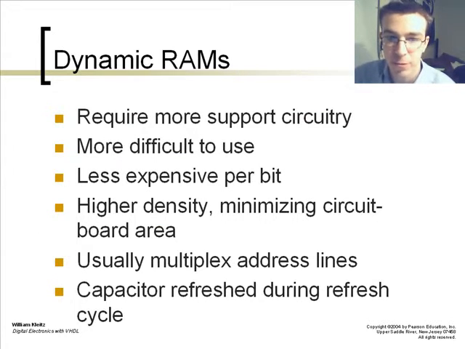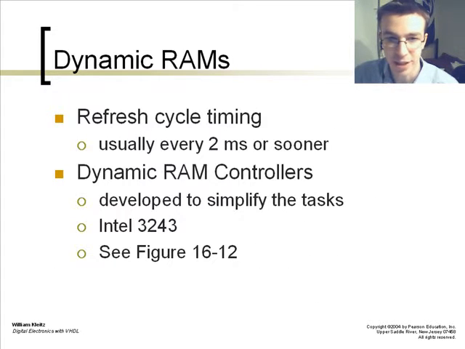Dynamic RAMs require more circuit support. They're more difficult to use, are high density, minimizing circuit board area. Usually multiple address lines, like on the level of 16 or 32, and a capacitor refresh during refresh cycle. The refresh cycle timing is usually every 2 milliseconds or sooner.